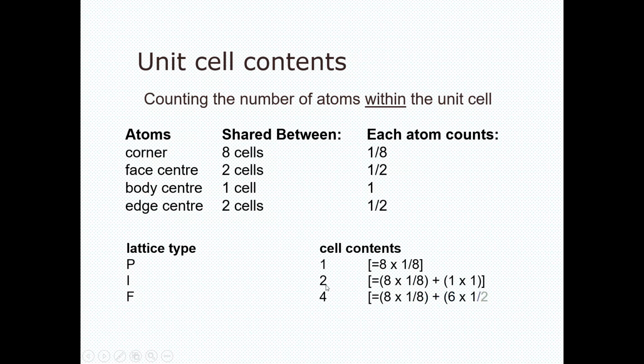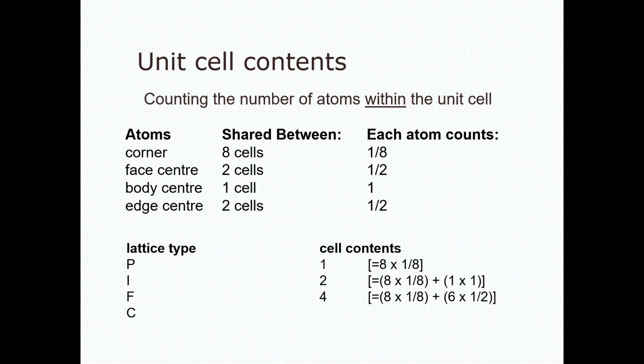For the face centered we have 4 cell content, and you can check it by doing the calculation. We have 6 faces, and each face contributes 1 by 2, and along with that we have the atoms at the corners, and each corner contributes 1 over 8. With this simple calculation you can easily understand why we have 4 cell content.